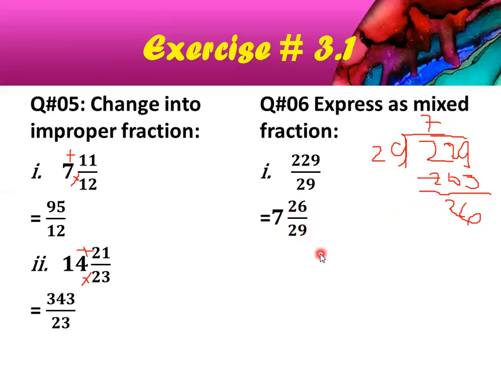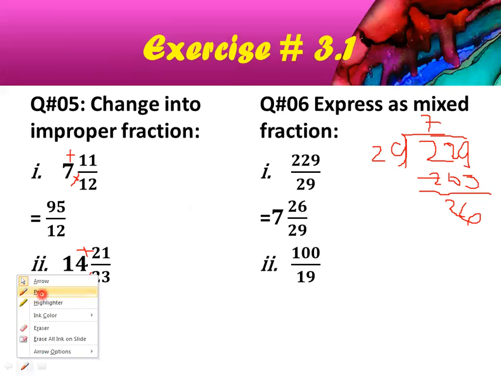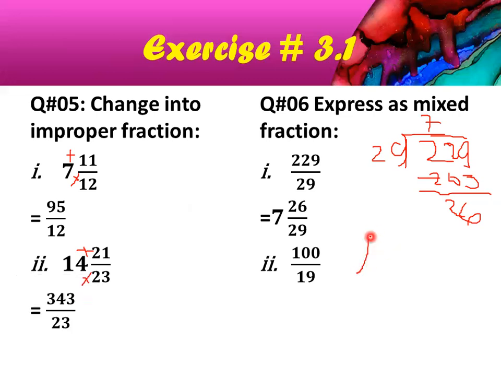Okay. Now next is 100 upon 19. Again you have to convert it into mixed fraction form. So what you will do, you will simply divide them just like this. You will write here 100 divided by 19. So 19 multiplied by 5 will become 95. After subtracting, what will be left here? 100 minus 95, your answer will be 5.